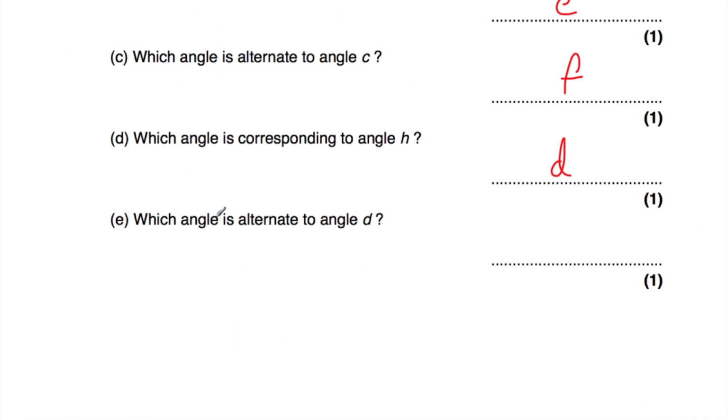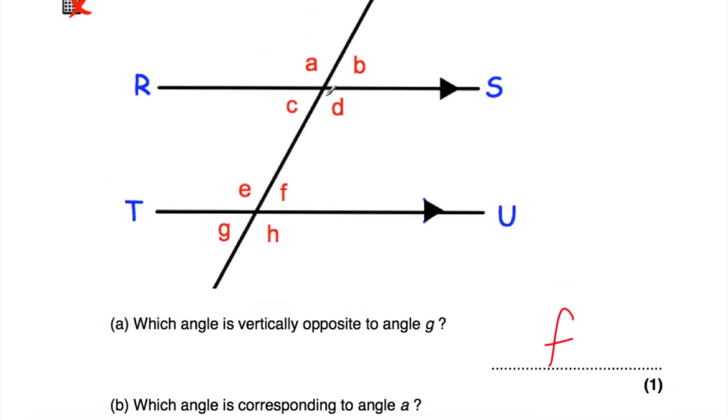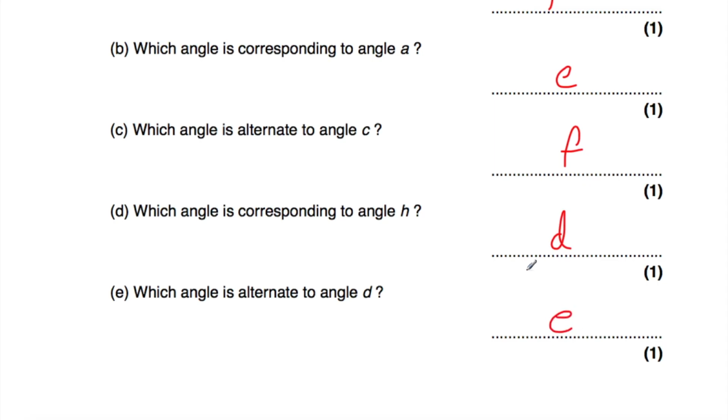Okay, and then our last part, part E, says which angle is alternate to angle D. If we go up and have a look at angle D, the one alternate to that would be angle E. They're alternate angles, that backward Z shape. You've got this obtuse angle and this obtuse angle, and they're going to be equal to each other. So the answer will be E. And that's it.